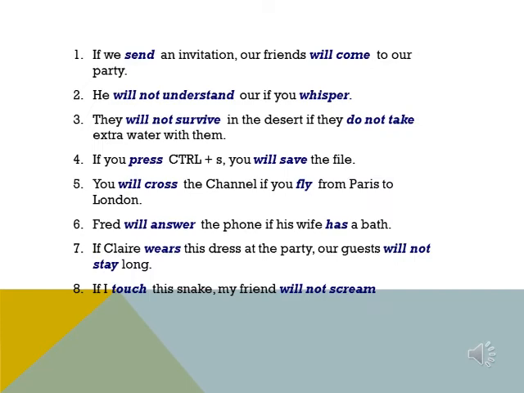Number 1, send, welcome. Number 2, we not understand, whisper. Number 3, we not survive, do not take. 4, press, will save. Number 5, will cross, fly. Number 6, will answer, has. Number 7, wears, will not stay. Number 8, touch, will not scream.